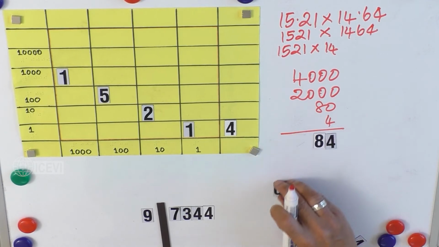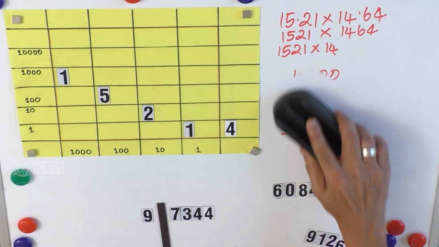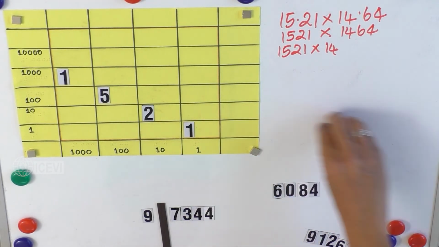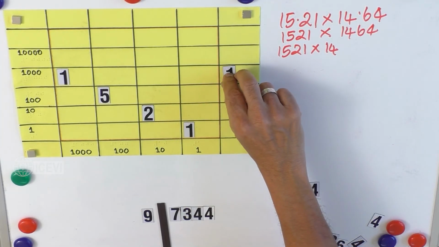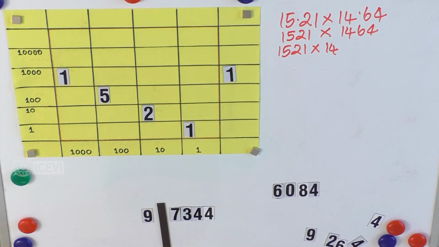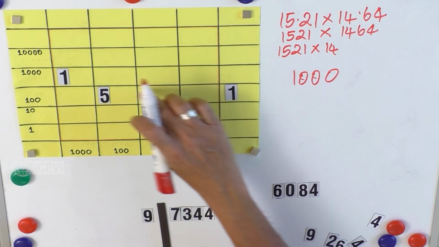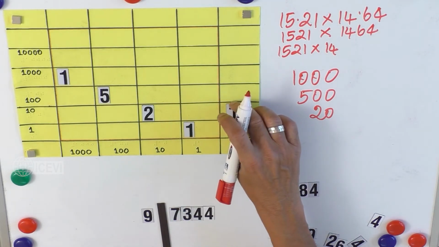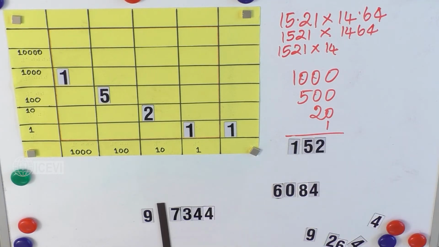Now let us keep it separately. Now you go to the last number, that is 1. So the number 1521 should be multiplied with 1, and take 1 to the reference column. So 1 is multiplied with 1000, so that is 1000. You take it down to the hundreds column, so that is 500. You take it down to the tens column, that is 20, and take it down to the unit column, that is 1. So 1521.